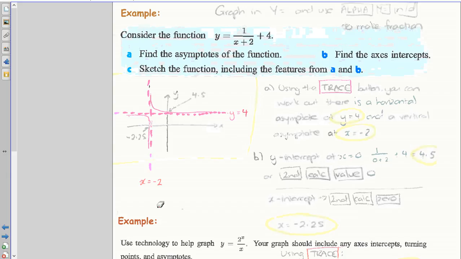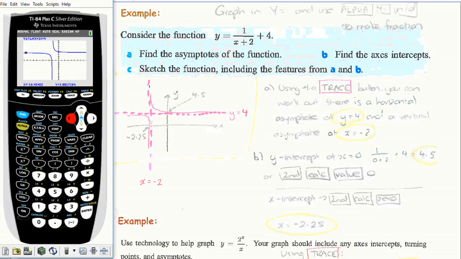B, find the axes intercepts. So let's have a look in our graph to see what kind of intercepts there are. Looks like there's a y-intercept here and an x-intercept here. So I'm going to find the y-intercept first. To find the y-intercept, remember, we do a lot of second calc. At the y-intercept, the x is 0, so we press value. So the y-intercept occurs when x is 0. Enter. There it is. So when x is 0, what's y equal to? Y is equal to 9/2, or 4.5. So 9/2 is the same as 4.5. So our y-intercept is at 4.5.